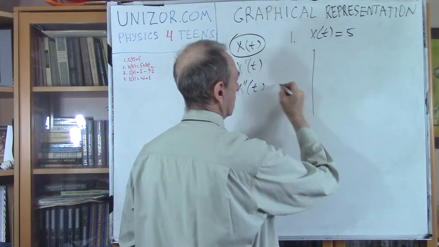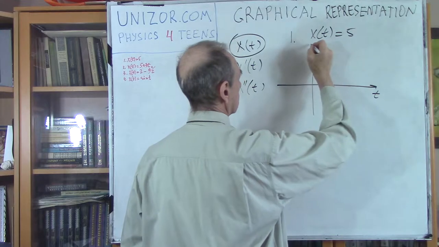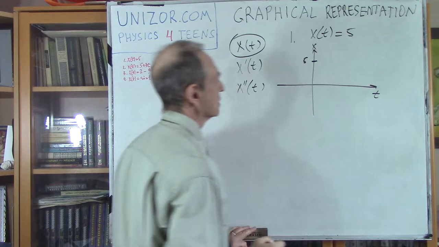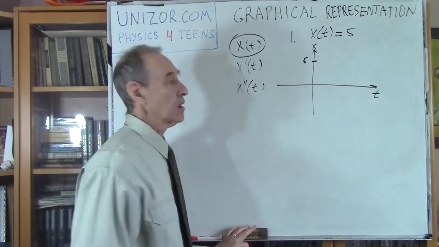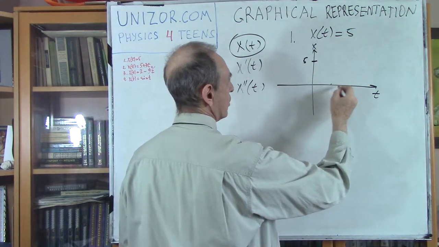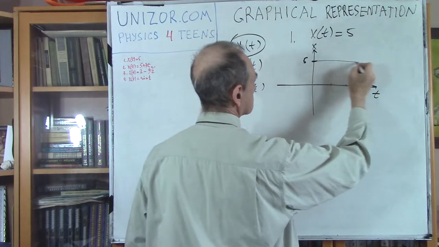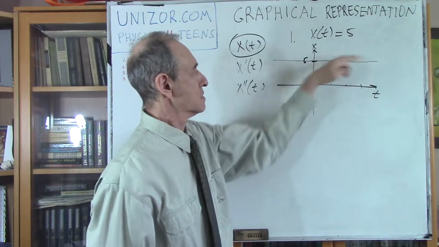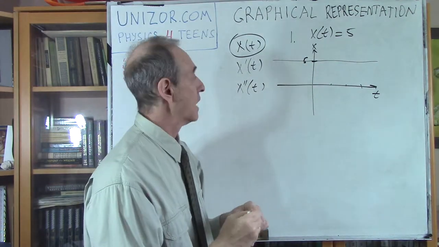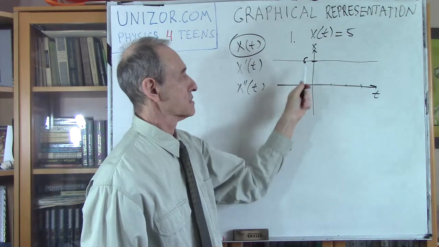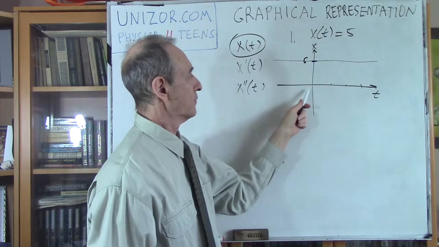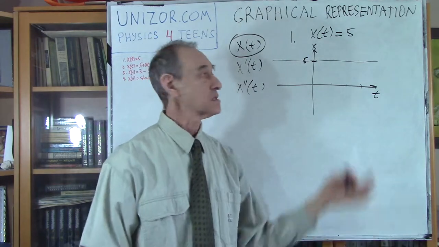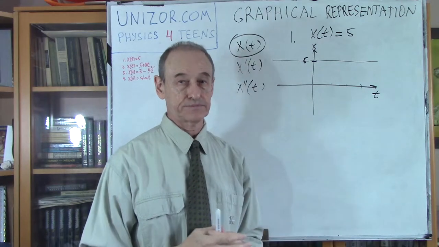Very simply, if this is my time and this is my x coordinate, now this is my 5, so at any moment of time my function is equal to 5 at this moment, at this moment, at this moment, which means my graph is a horizontal line which is intersecting the x-axis at point x equals 5, and in the future and in the past and at moment 0, it's always equal to 5.